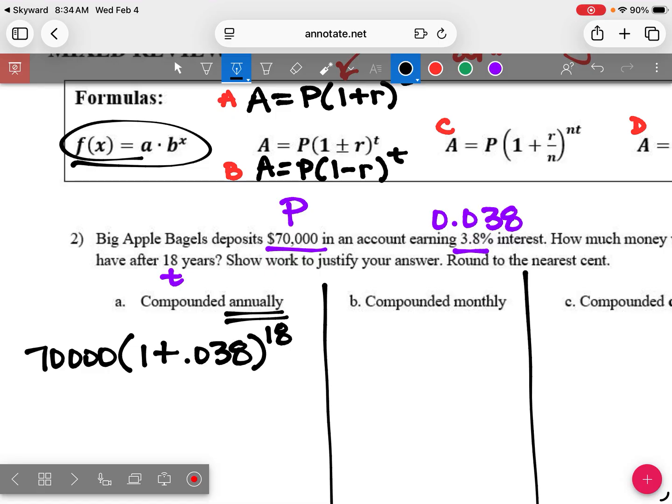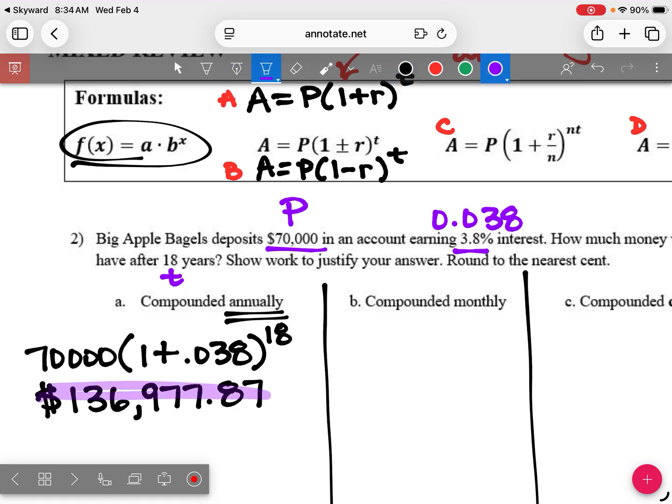All right, so I got 136,977 and about 87 cents. Again, we're not concerned about a penny. Technically, the 86 should round to 87. All right, now let's look at B.